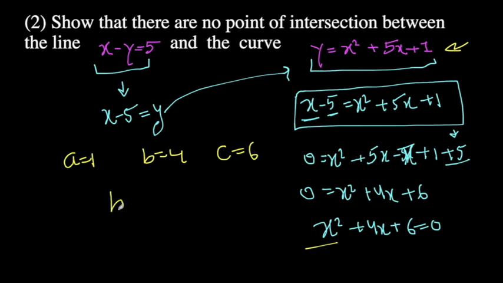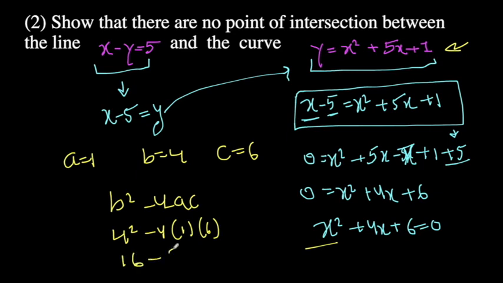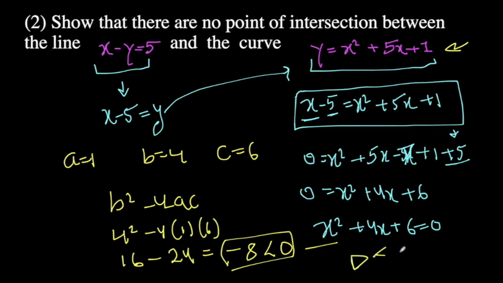Now let's find b square minus 4ac. B square is 4 square minus 4 into 1 into 6, and if you solve them you'll get 16 minus 24, and that is equal to minus 8, which is less than 0. So your discriminant d is less than 0. Okay, that's why they will never intersect each other. All right, so far we have done solving linear and quadratic equations simultaneously, and the best method is to solve them by the substitution method.